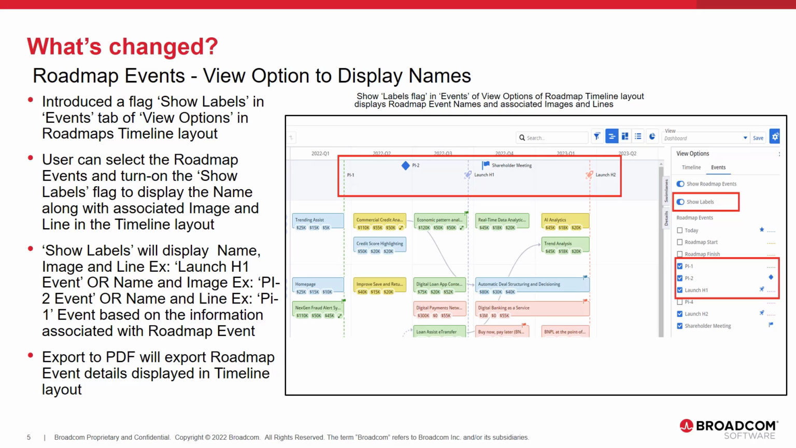Roadmap events, view option to display names. In 16.1.0, we have introduced a flag show labels in Events tab of View options in Roadmaps timeline layout. User can select the roadmap events and turn on the show labels flag to display the name along with associated image and line in the timeline layout. We have the ability to select the events and display with a combination of associated information like name, image, line, or name and image, or name and line.